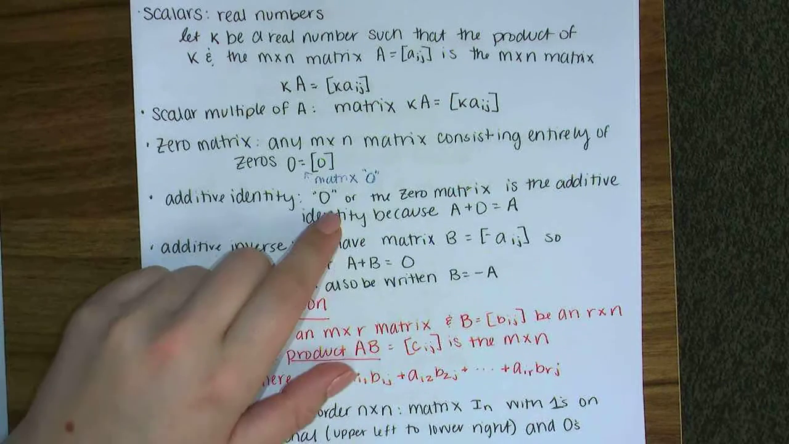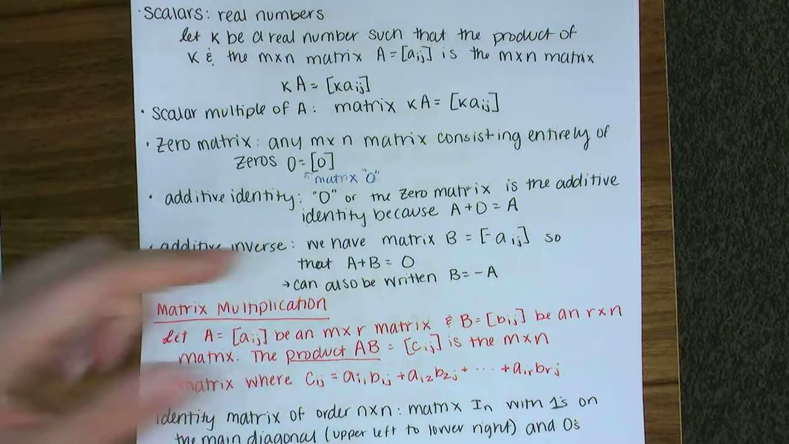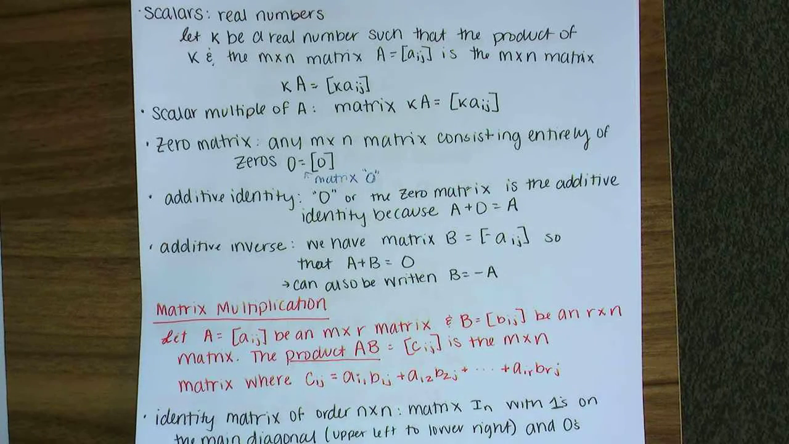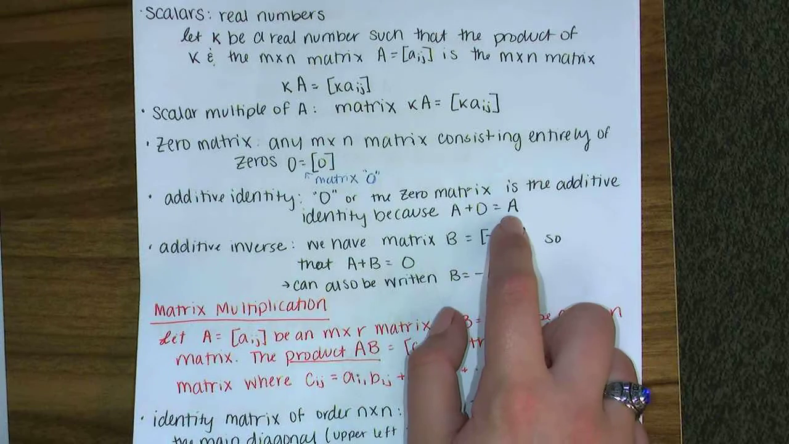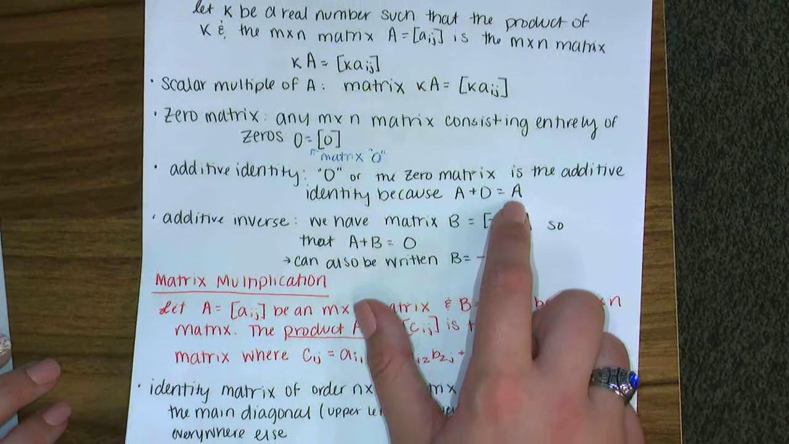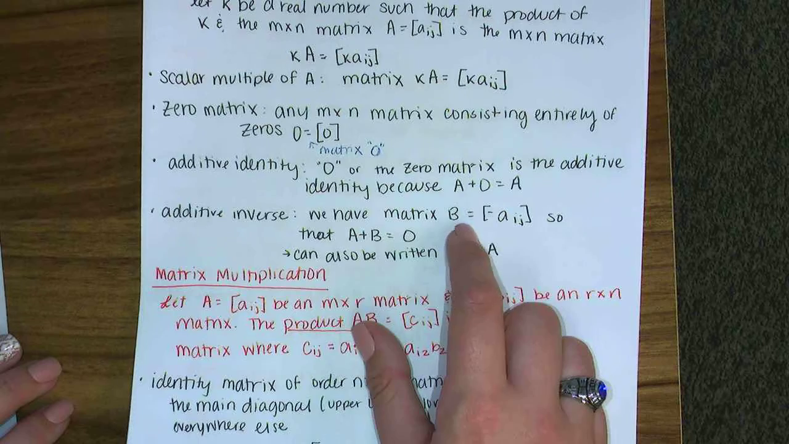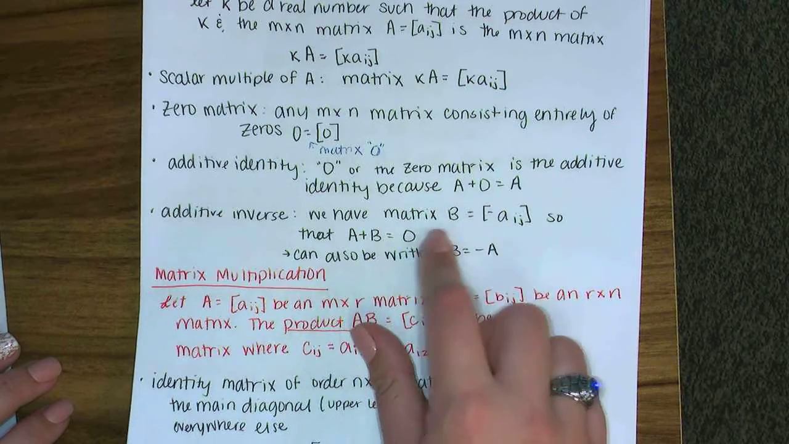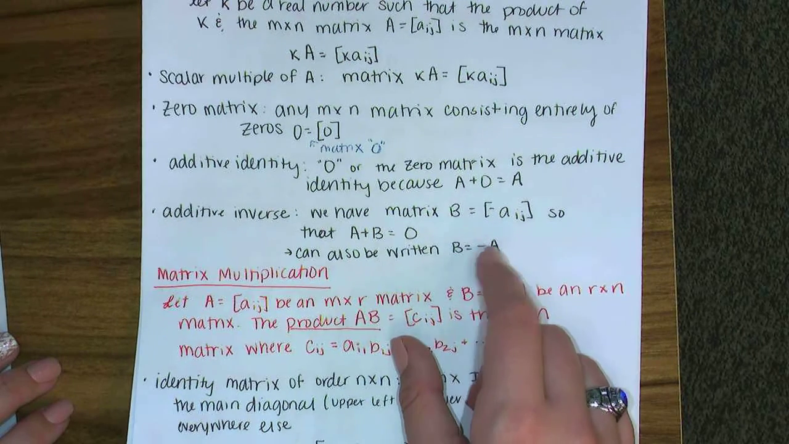Additive identity, so basically we have the zero matrix, or matrix O, and that's the identity because when we add that to any matrix that we're given, so any M by N matrix, we get out that matrix that we had. Okay, so it follows the same rules of just basic algebra. Additive inverse, basically you have matrix B, which is the opposite of A, so A plus B is equal to O, or you could say that B is equal to negative A.